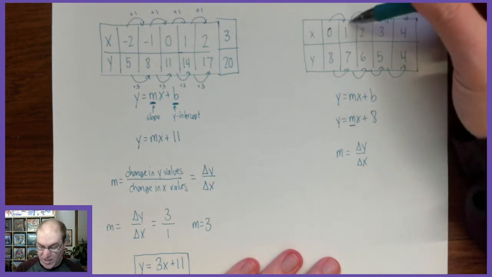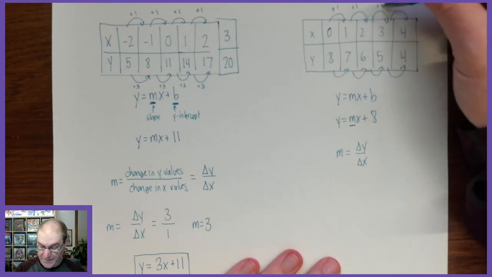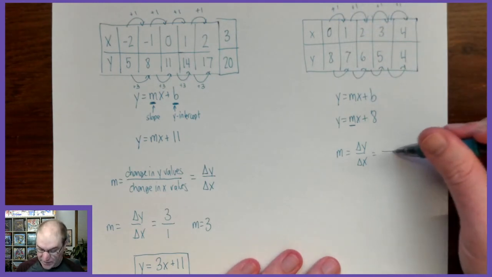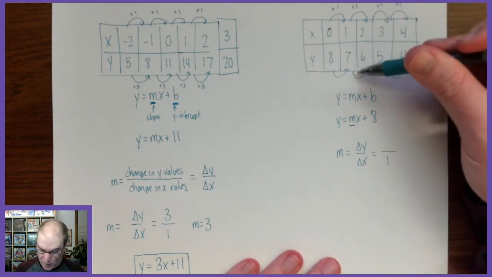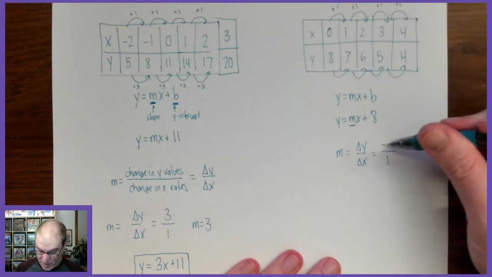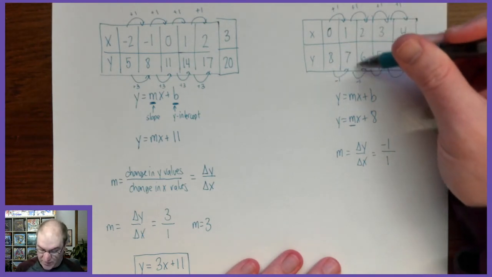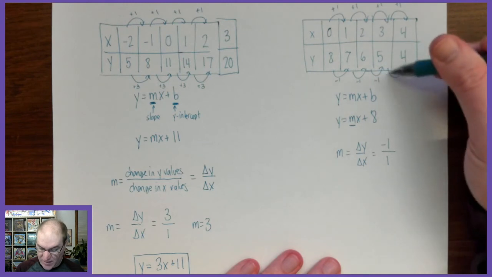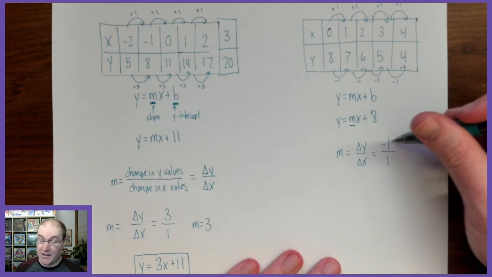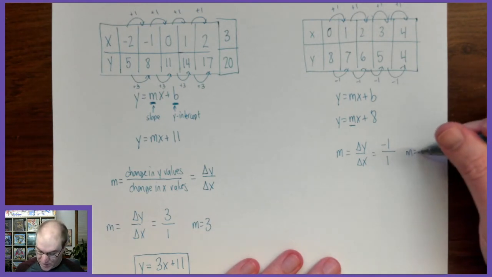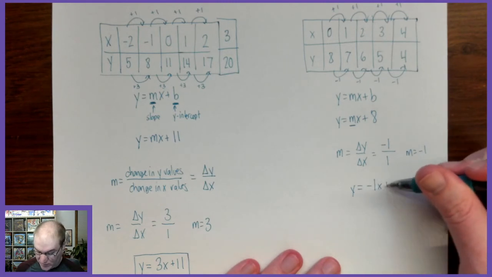Well, let's look at the change in x. It keeps going up by 1. So our change in x, our denominator, is 1. Our change in y, it keeps going down by 1. So our change in y is negative 1, right? 8 minus 1 is 7, 7 minus 1 is 6, 6 minus 1 is 5, 5 minus 1 is 4. A negative 1 divided by 1 would be negative 1. So our equation for this table is y equals negative 1x plus 8.